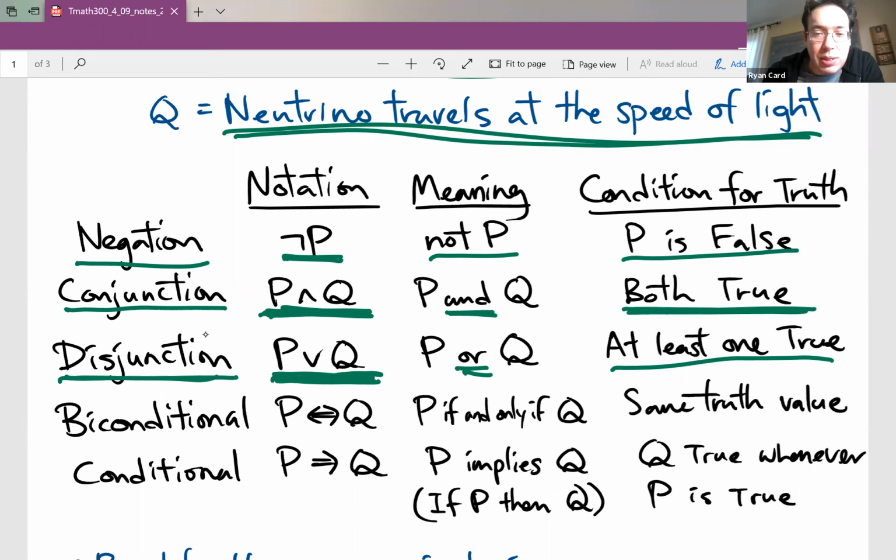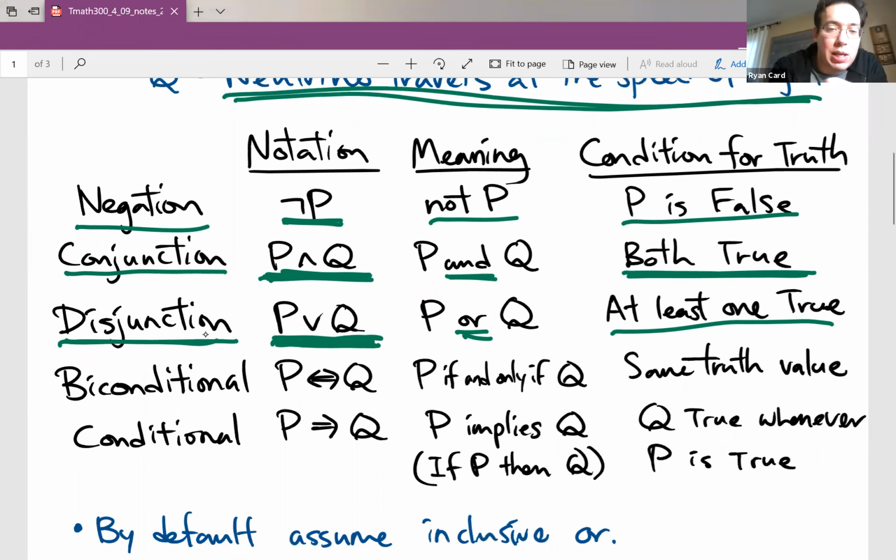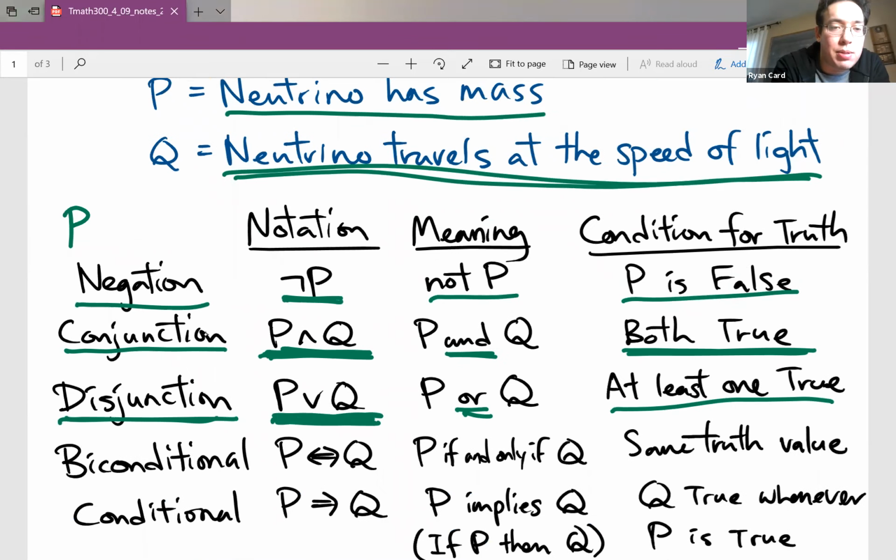In this book, they don't explicitly give a notation for exclusive or, but sometimes people might use this symbol to mean one or the other, but not both.